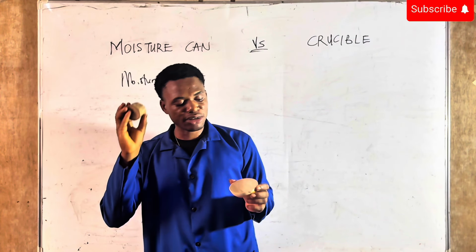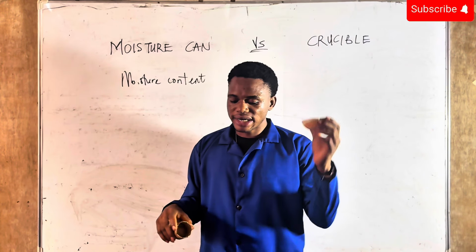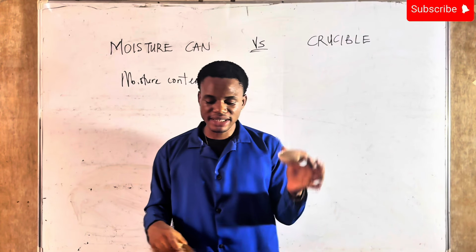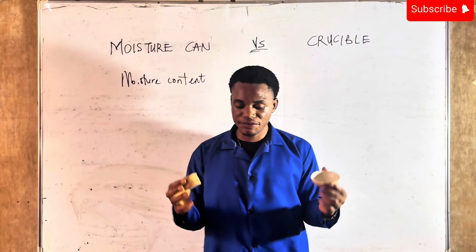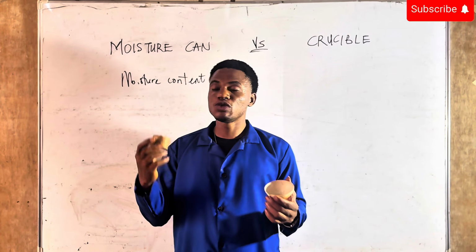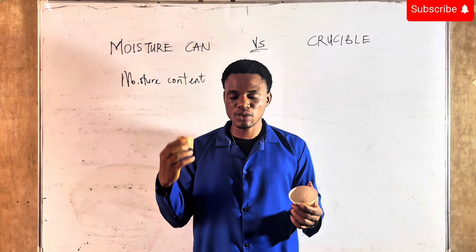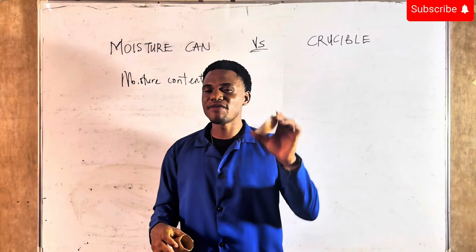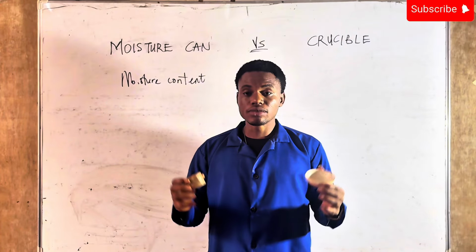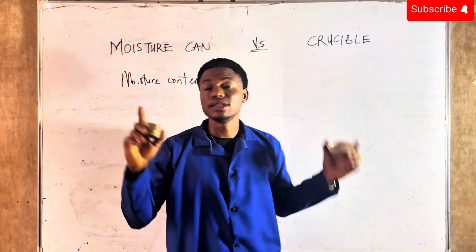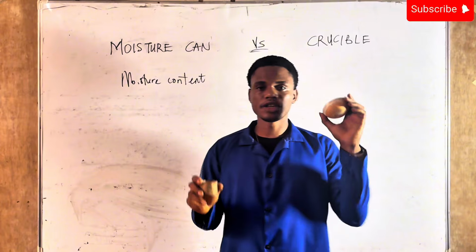I mentioned that this one is made up of aluminium or stainless, while this is made up of ceramic materials. I've also mentioned the usage and the temperature difference as well. This one is usually used between 100 or 105 to 110, 120 degrees Celsius, while this is used for very high temperatures. So that is the core difference between the moisture cans and the crucibles.